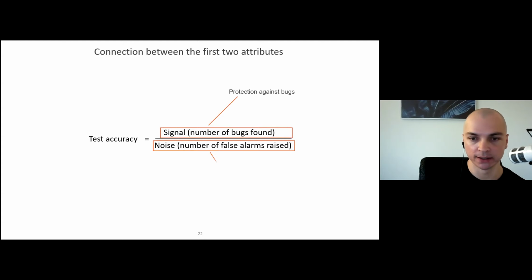And the first component, the protection against bugs component, is responsible for the signal part. And the second component, the resilience to refactoring component, is responsible for the noise part.